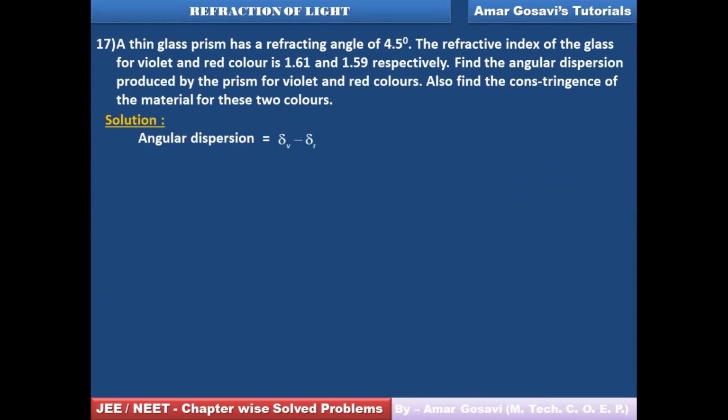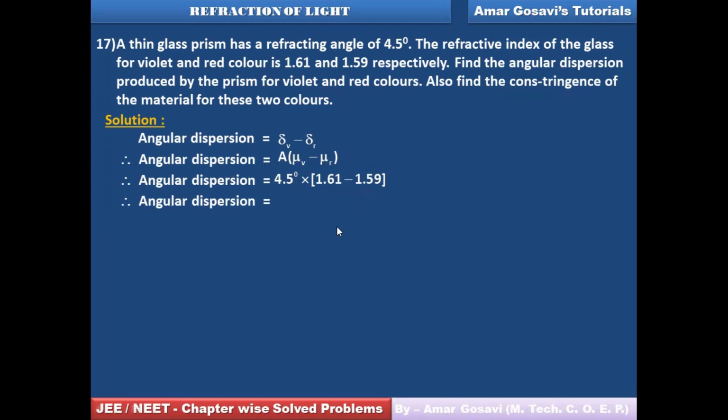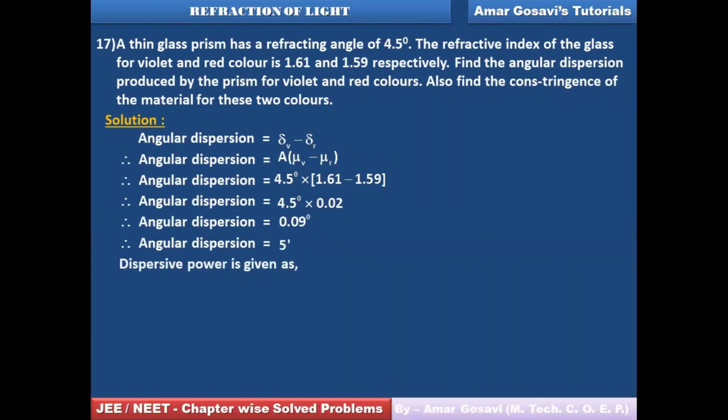Angular dispersion, we know, is given by delta V minus delta R. So angular dispersion finally can be written as A (mu V minus mu R). A is given to you as 4.5 degrees. It's a thin prism, so we can use this formula. Mu V is 1.61 minus 1.59. When you substitute it, angular dispersion comes out to be 0.09 degrees. So this is the first part of the solution. Here you can see 0.09 degrees. If you convert it into minutes, it will be 5 minutes.